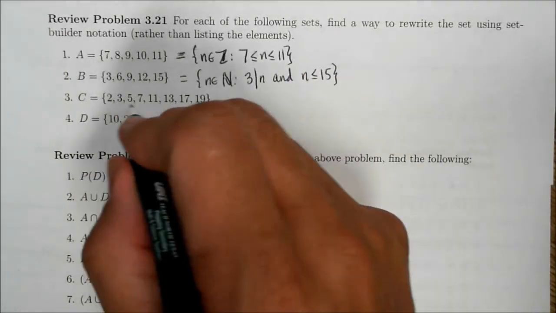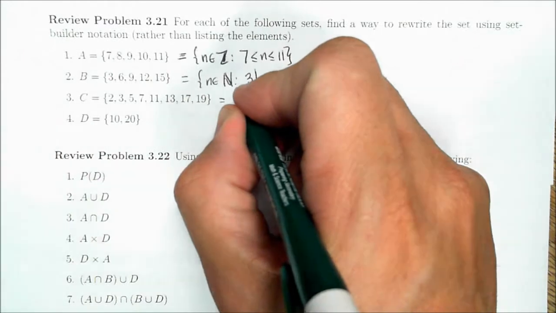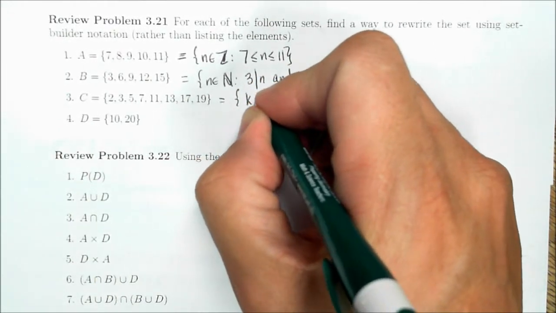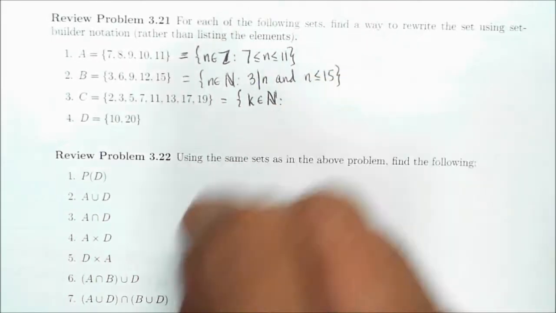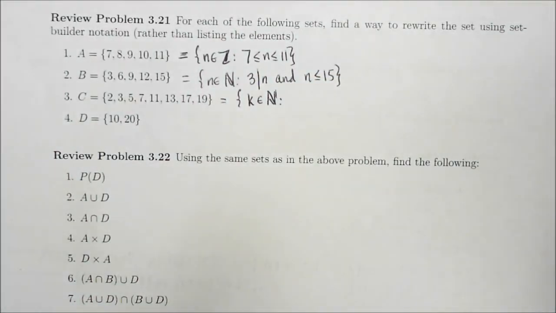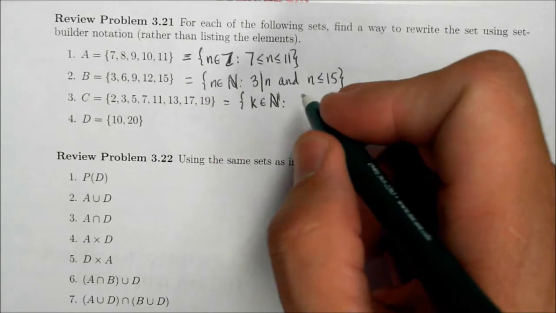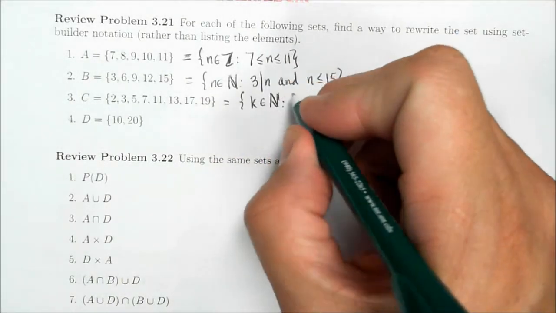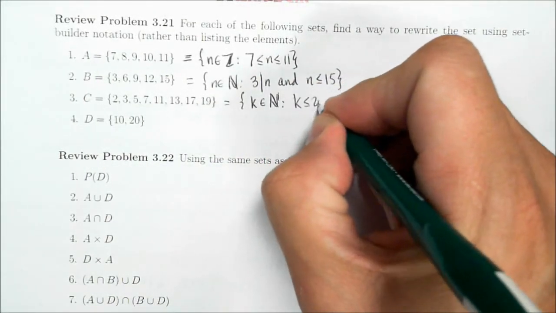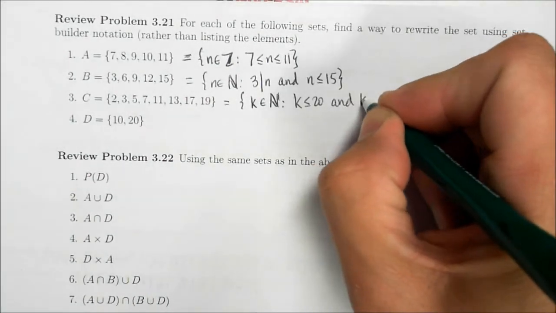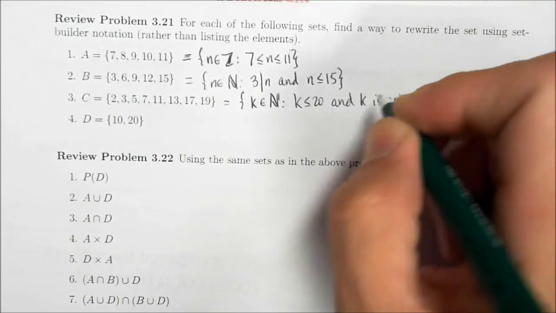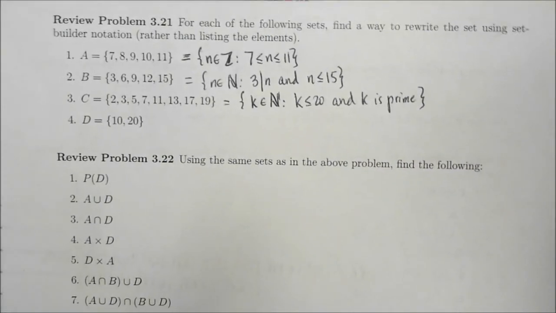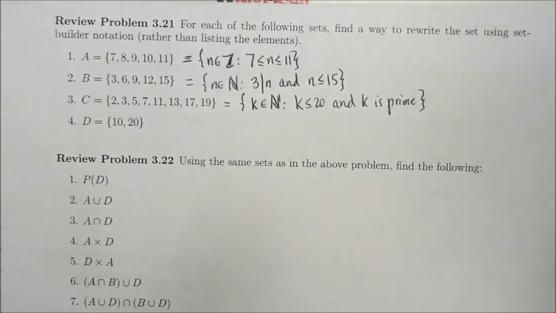Next, we have this set C here. So here we'll have natural numbers. Now I'm going to switch letters just for the sake of diversity. The dummy index doesn't matter. So we'll have positive integers k such that k is less than or equal to 20 and k is prime. So these are all of the numbers that are less than or equal to 20, which are prime.